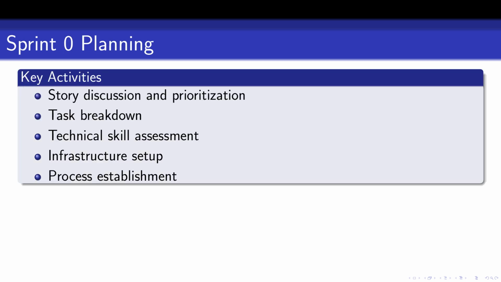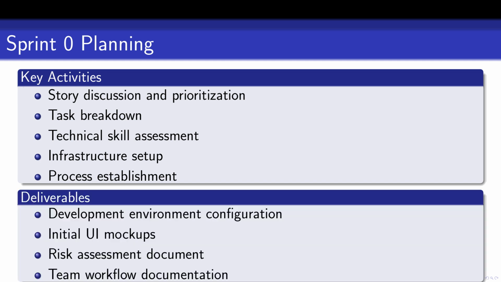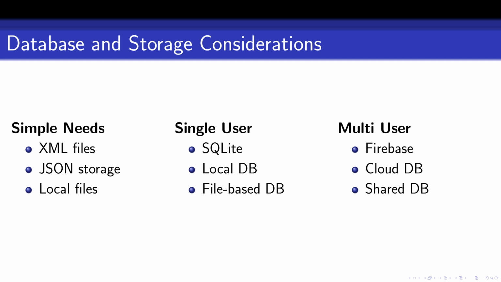Planning Sprint Zero involves several key activities. These include discussing and prioritizing stories, breaking down tasks, assessing technical skills, setting up infrastructure, and establishing processes. Deliverables include a configured development environment, initial UI mockups, a risk assessment document, and team workflow documentation. Database and storage considerations should also align with project needs.